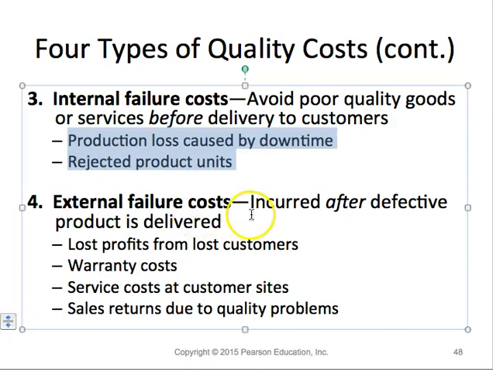External failure costs are anything that happens after the products have been delivered. It's going to cause lost profit from lost customers. The customer is not going to buy defective products from you, and it's going to create a bad image. So you want to make sure the quality you have is high. Warranty costs. Too many repairs is going to increase your warranty costs. Service costs on the customer side.